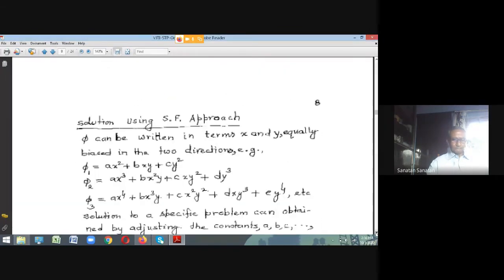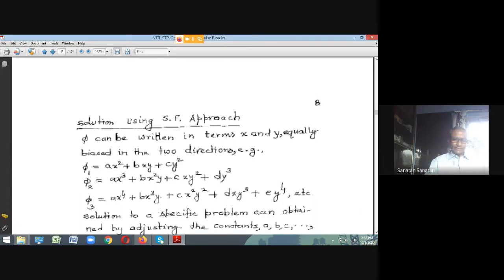And you see, how do we find phi? There are certain ways of going about it. Looking into this equation, you can write phi in some polynomial form like this: phi equals ax² plus bxy plus cy². So it's a second degree polynomial in x and y.